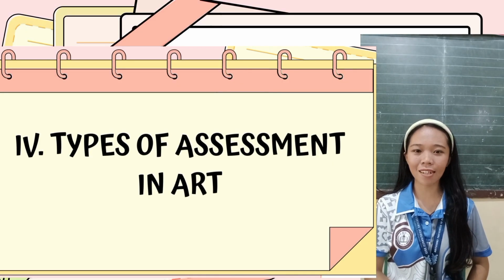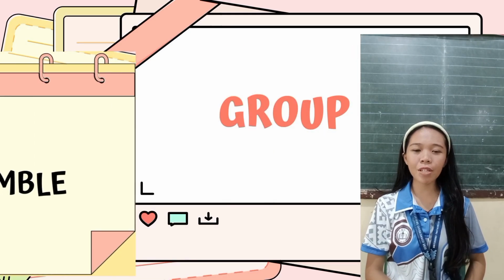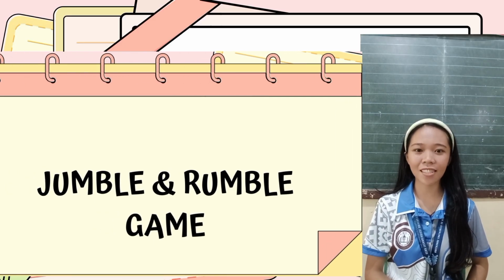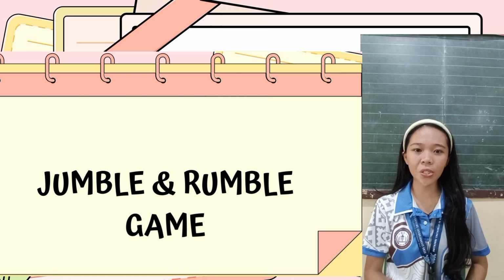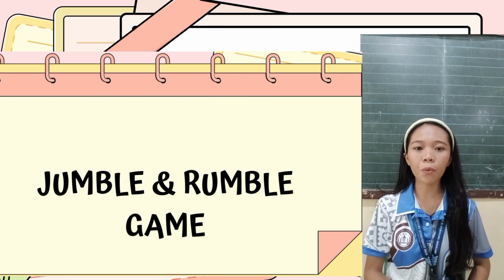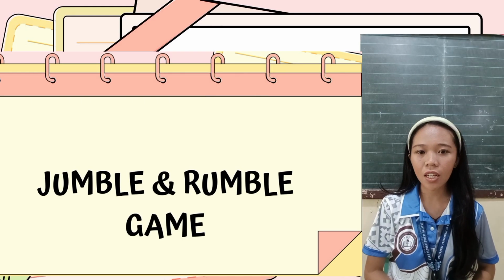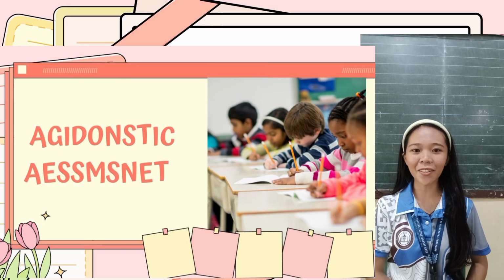But before we start, let's have a quick and fun game. Our game is called Jumble Rumble Game. Here is how it works. I will show you some jumble words on the screen, and your task is to identify the correct word. I will give you 10 seconds to identify, then use the attached image on the screen to help you. So, let's begin. Your time starts now.